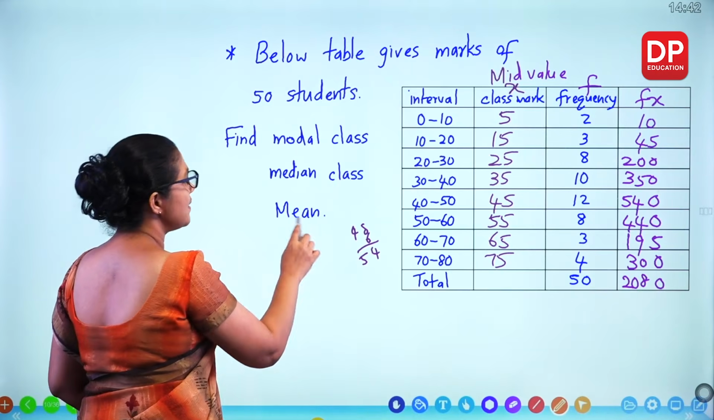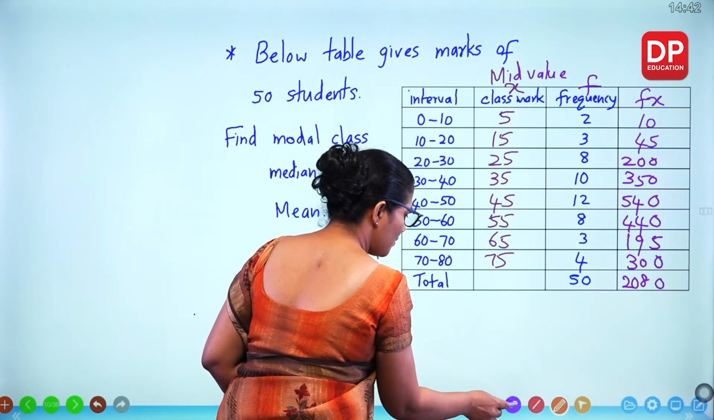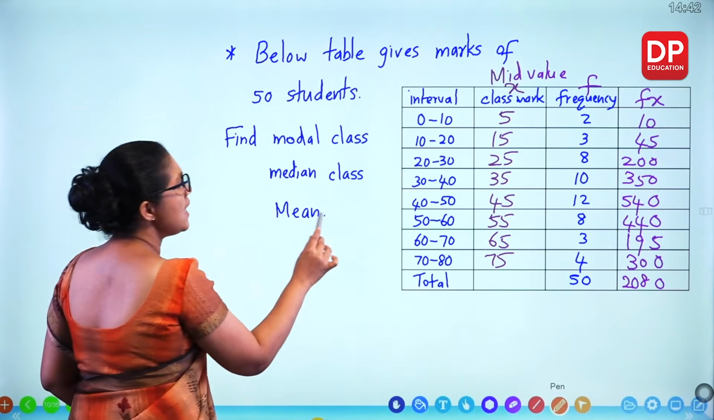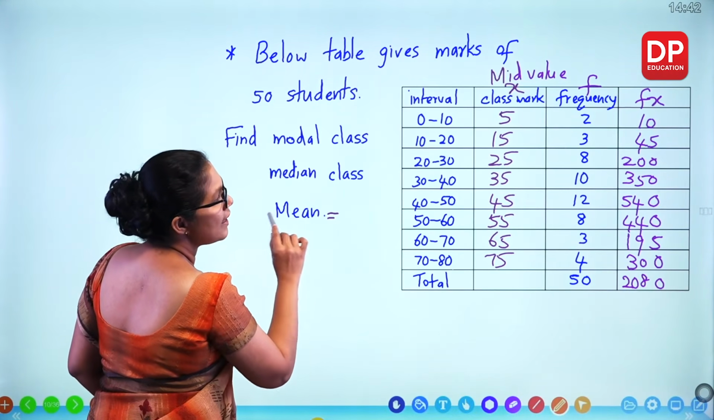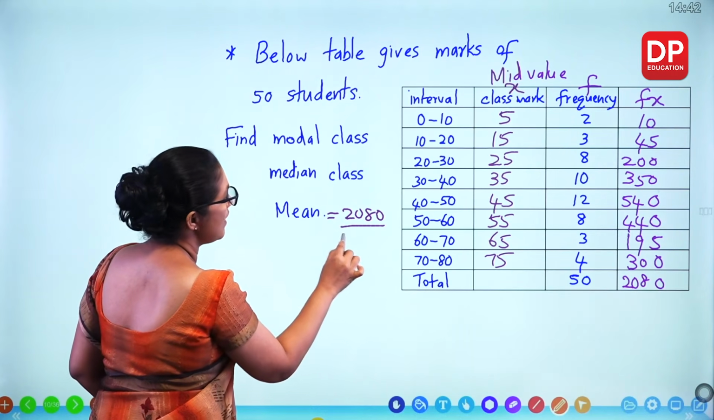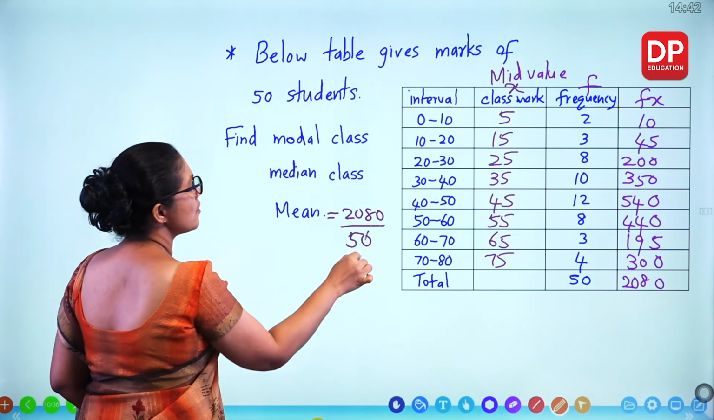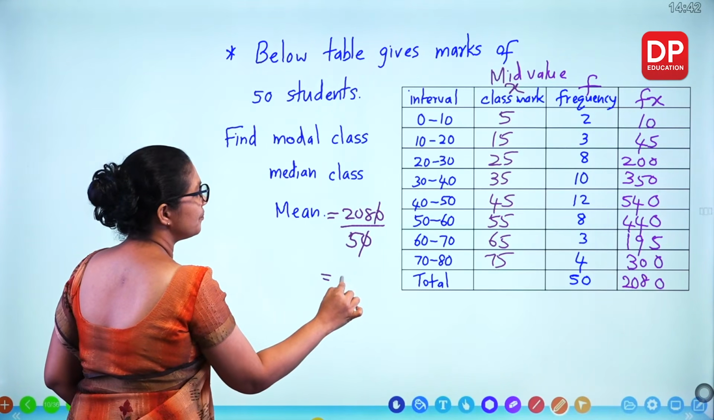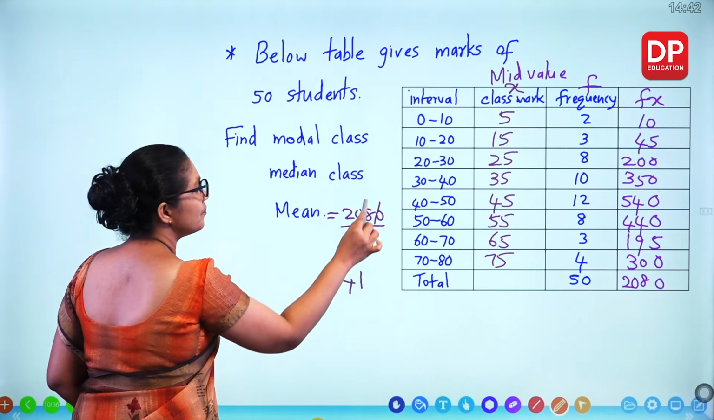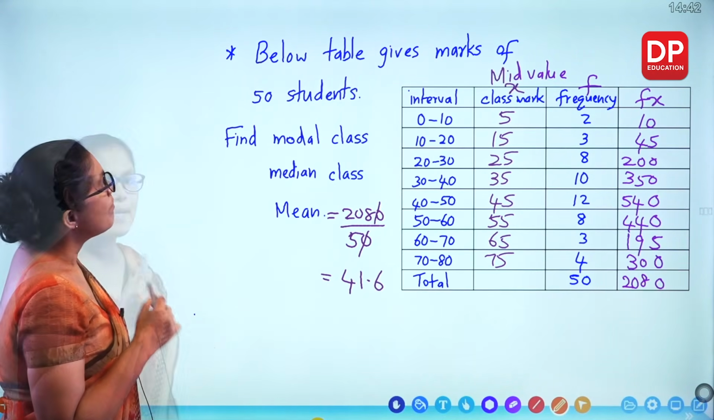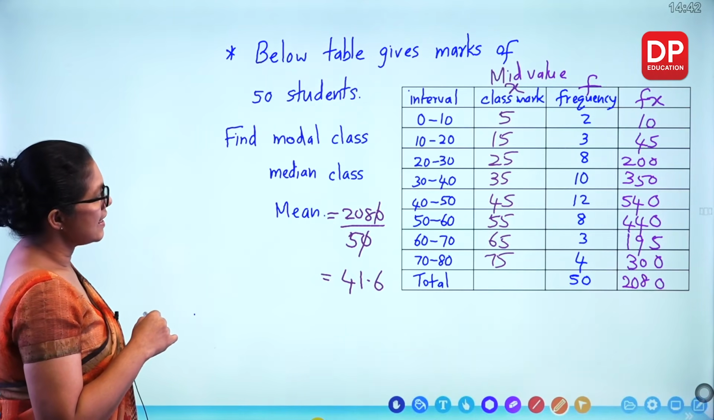So what's the mean? So I'm calculating the mean now. Mean is total fx 2080 divided by 50 given. So divide by 50. 41.6 is the mean mark for this data set.